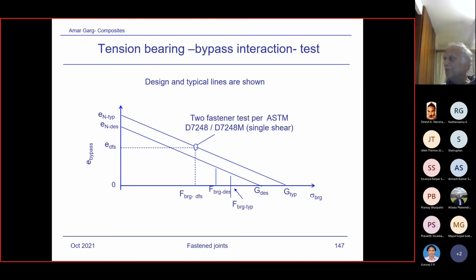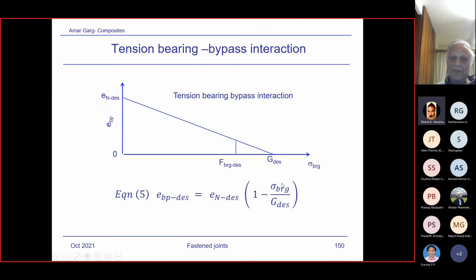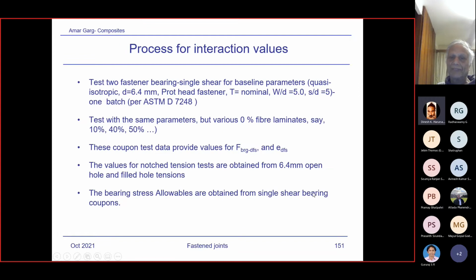And rather than having a single fastener, this is based on the two fasteners test as recommended by Mil Handbook 17 and also ASTM. And the rest of the things are explained in this equation. I won't go into the details. So finally, this is the equation here based on two fasteners test.